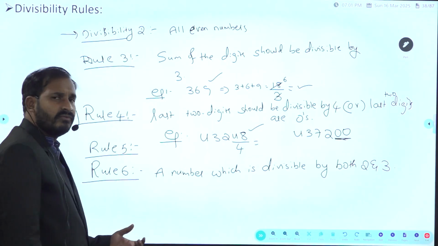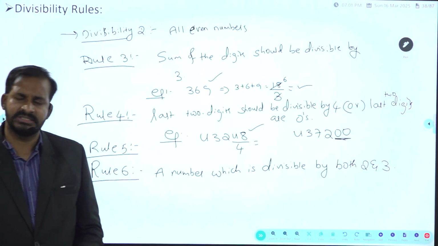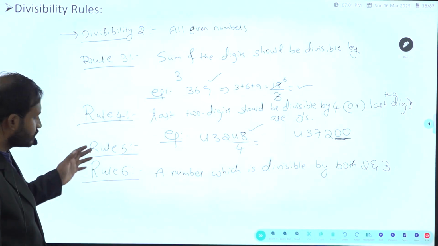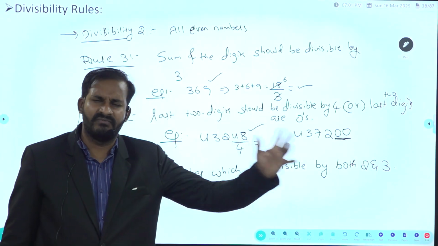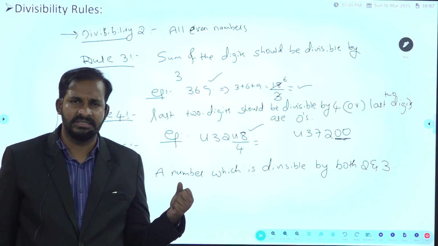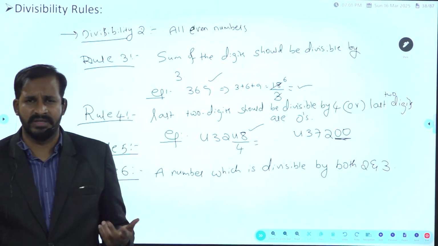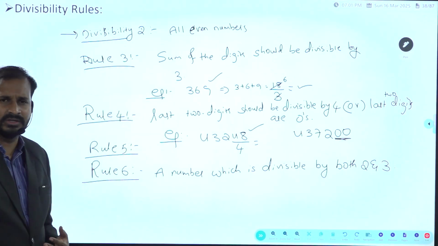Okay. Next, the rule for 7, that is not that important for us. We will see it later while solving the problems. Why? Because there are many methods for this rule for 7, and we will not use it very frequently. So that is the reason we are not going to learn about it.